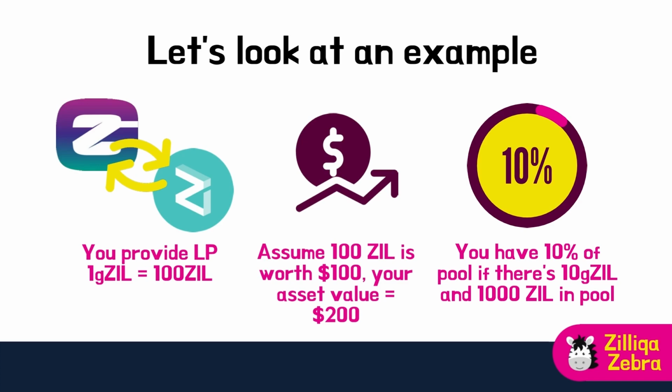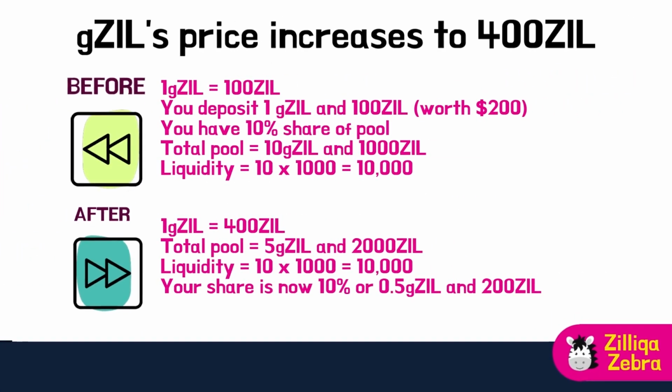Let's assume that there's a total of 10 gZIL and 1000 ZIL in the pool, funded by other liquidity providers. So you will have a 10% share of the pool. The total liquidity is then 10 times 1000 or 10,000. Let's say that the price of gZIL has increased to 400 ZIL. As this is happening, arbitrage traders will add ZIL to the pool and remove gZIL from it until the ratio reflects the current price. The point to note here is that AMM does not have order books. The price of the assets is determined by the ratio between them in the pool. Hence, the liquidity remains constant in the pool, but the ratio of the assets in the pool changes.